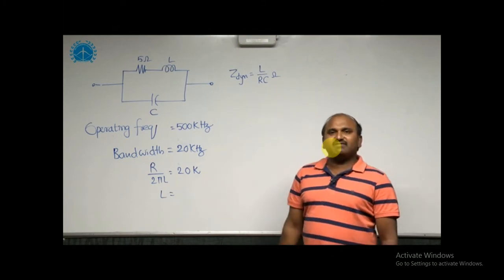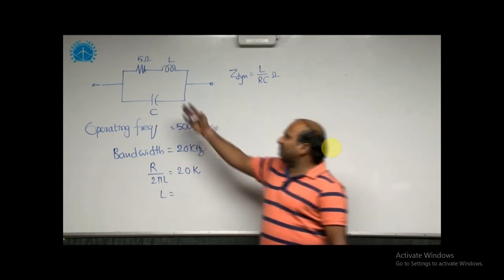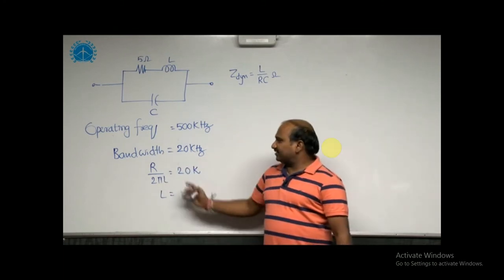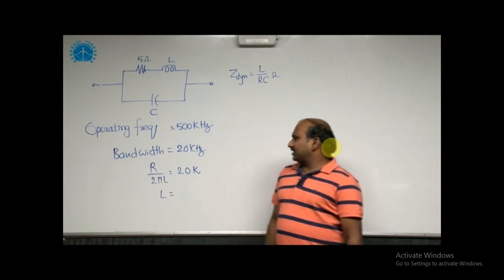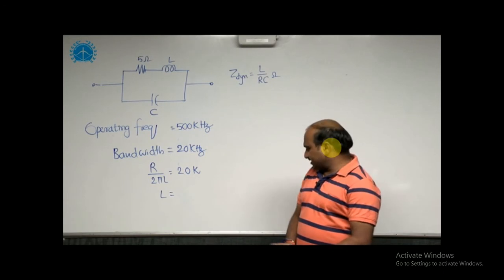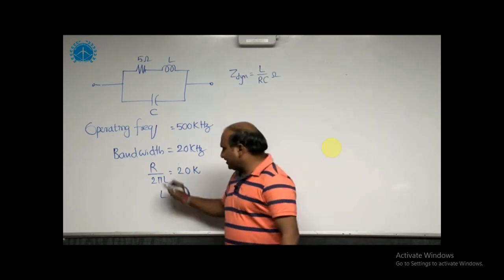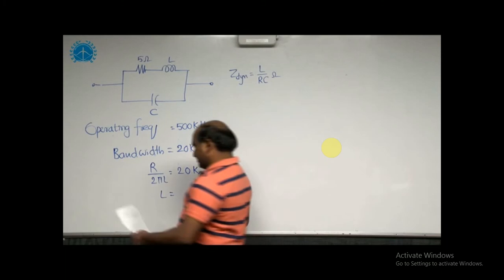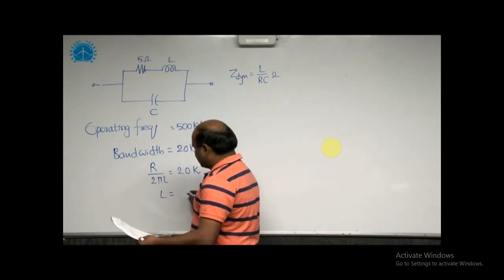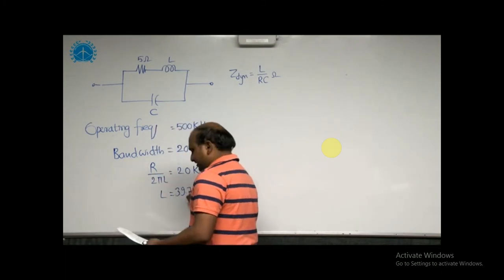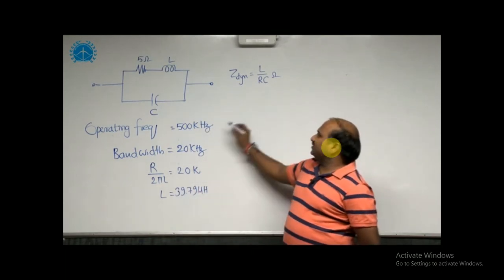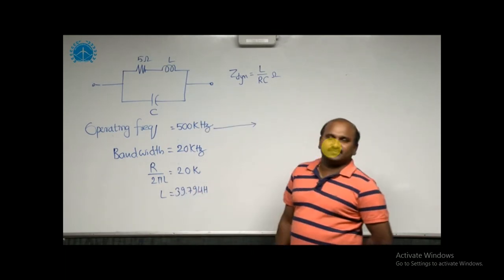To get the L value and C value, since the R value is given, we are given the bandwidth. From the bandwidth, R by 2 pi L, I can estimate the L value, because the bandwidth we are considering as R by 2 pi L, which is 20K given. From this we get L is equal to 39.79 microhenries.